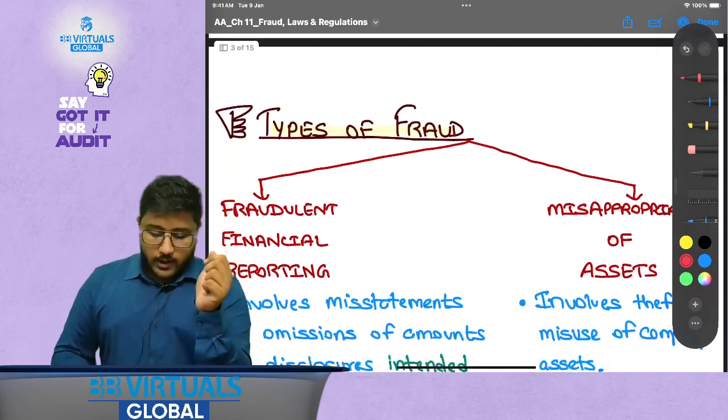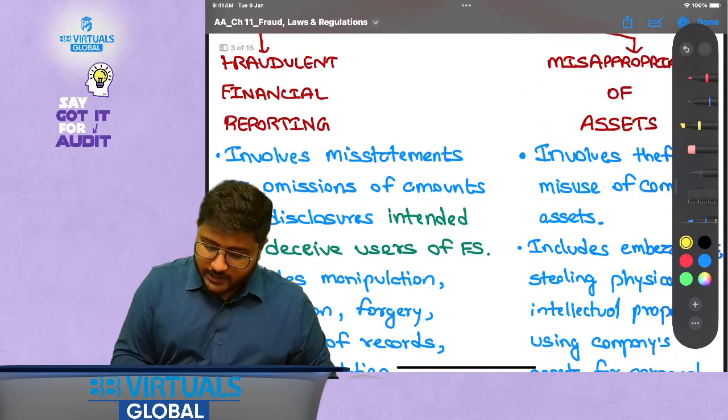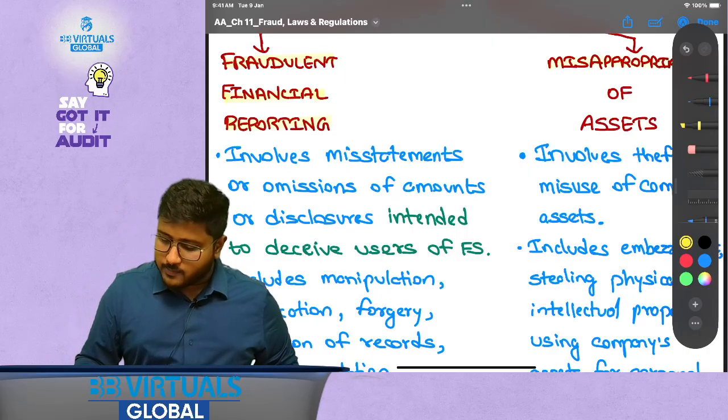Okay. Now, types of fraud. So there are two types of fraud. One is fraudulent financial reporting, that is playing with the books, manipulation of books, and second one is misappropriation of assets.